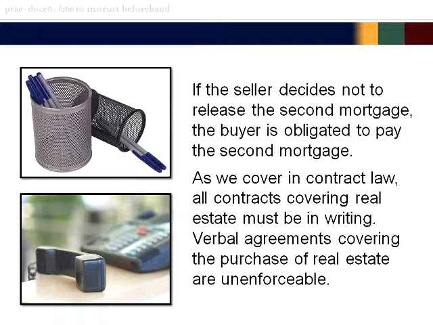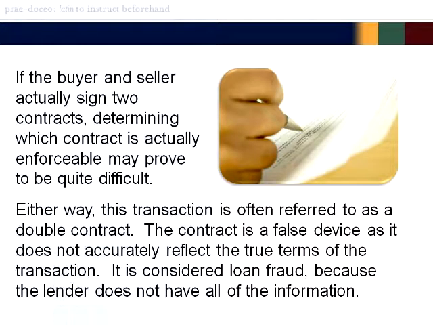As we covered in contract law, all contracts covering real estate must be in writing. Verbal agreements covering the purchase of real estate are unenforceable. If the buyer and seller actually sign two contracts, determining which contract is actually enforceable may prove quite a problem. Either way, this transaction is often referred to as a double contract.